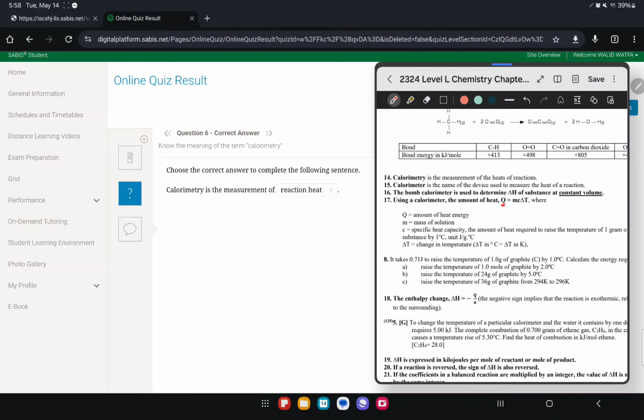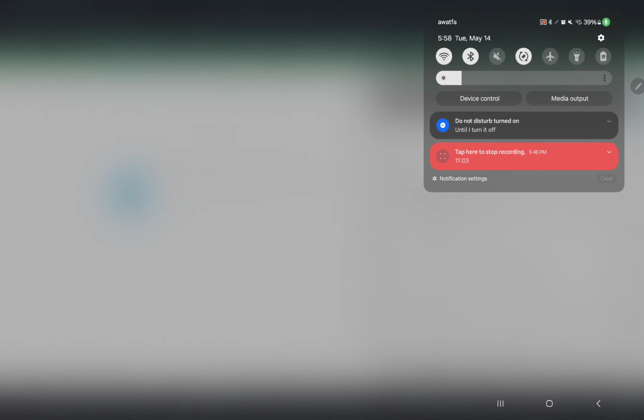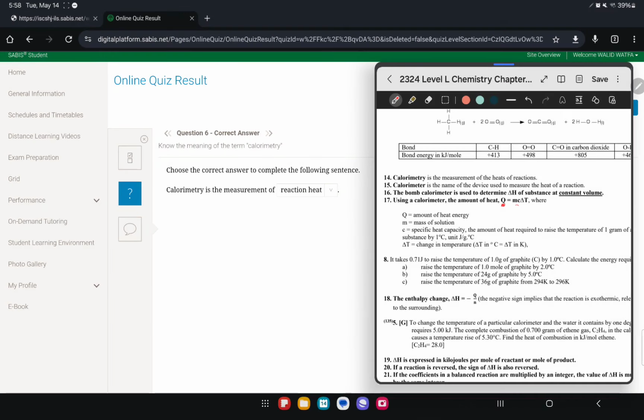Okay, Q equals MC. Whoa, why did my brightness go down? Hold up, my brightness went down for some reason. Anyway, Q equals MC delta T. Okay.